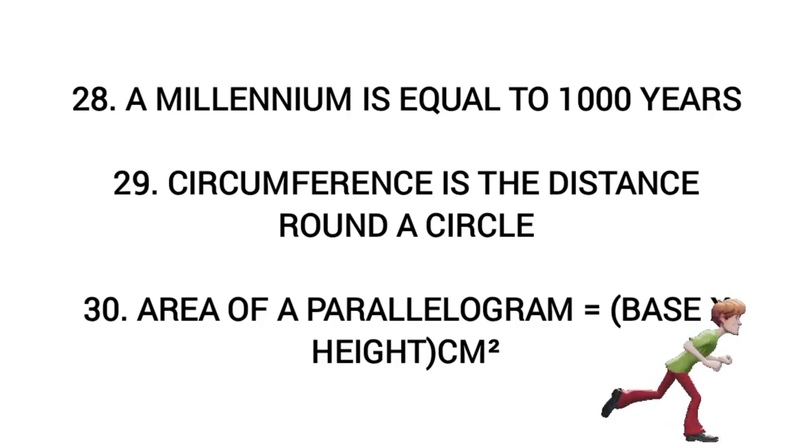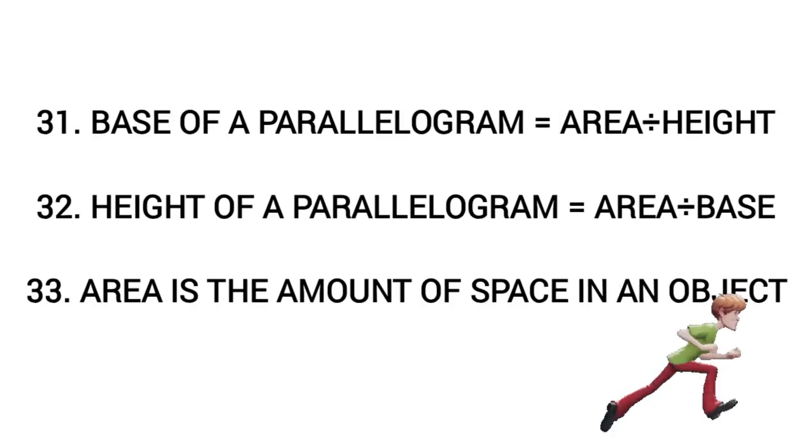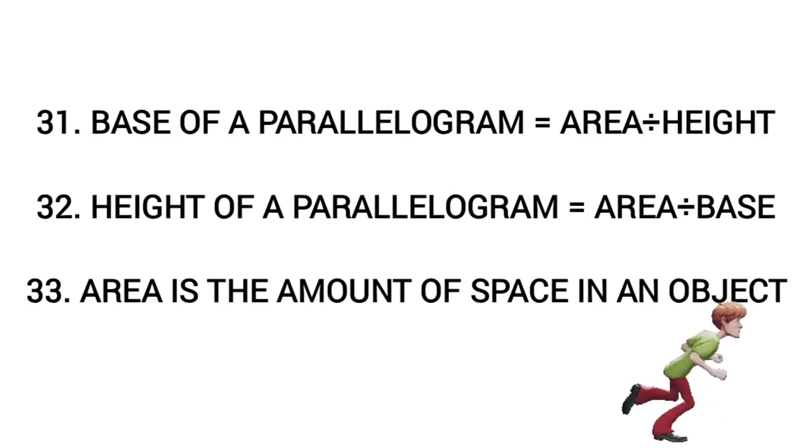A millennium is equal to 1,000 years. Circumference is the distance around a circle. Area of a parallelogram equals base times height. All these will be given in centimeters squared, needed for your exam. Base of a parallelogram is area divided by height. Height of a parallelogram is area divided by base. Area is the amount of space in an object. That is the meaning of area.